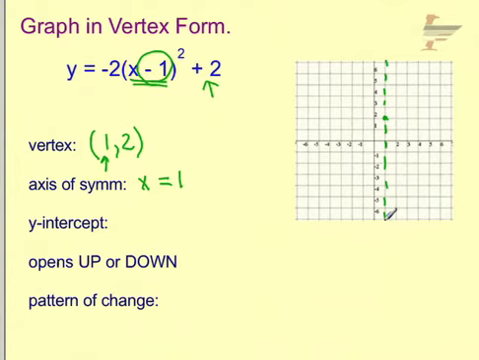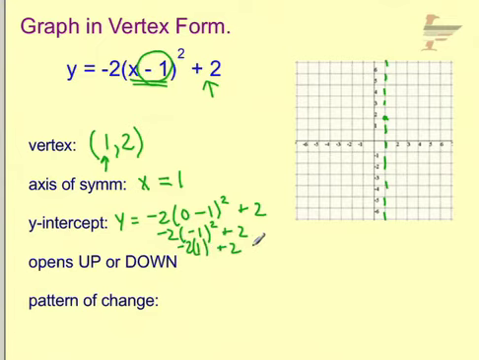Y-intercept, so where am I crossing the y-axis? Plug in a 0 for x to find the y value, so y equals -2 times 0 minus 1 squared plus 2. And then we just do some simplifying. Inside the parentheses, 0 minus 1 is a -1 squared plus 2. -1 squared is a +1, so -2 times 1 plus 2. -2 times 1 is -2, and -2 plus 2 is 0.